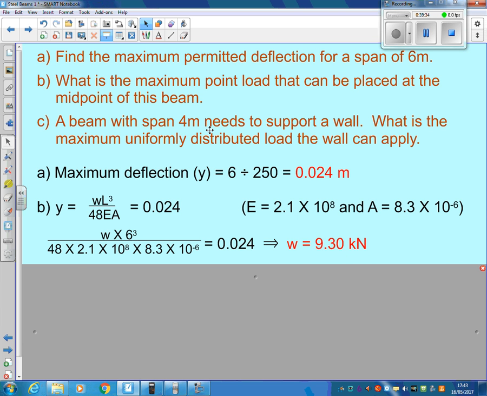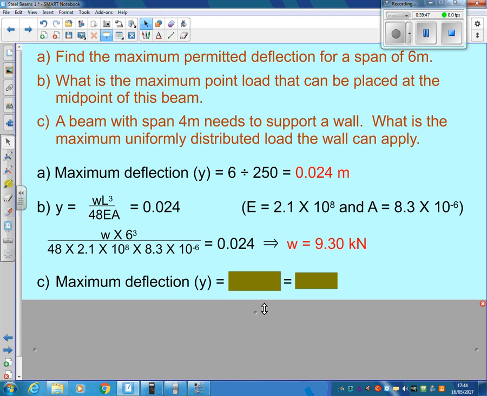Part C, a beam with span 4 meters needs to support a wall. What is the maximum uniformly distributed load the wall can apply? It's the same idea, but because it's uniformly distributed, we use a different formula. Also note it's only 4 meters, so I can't use this. So first, find the maximum deflection.